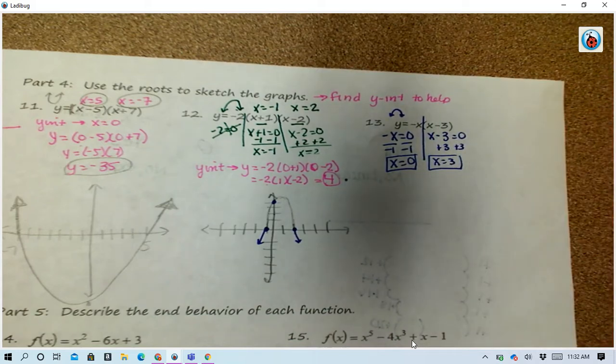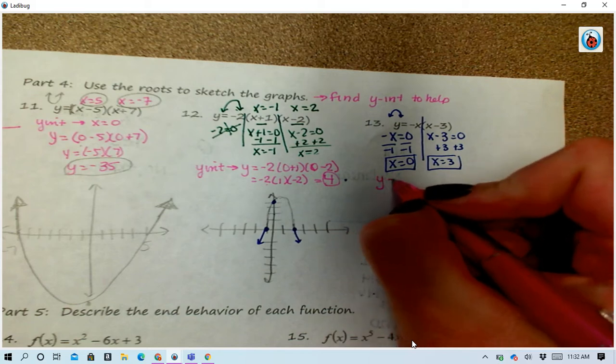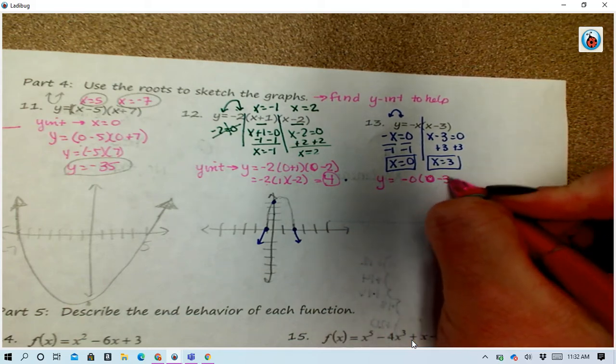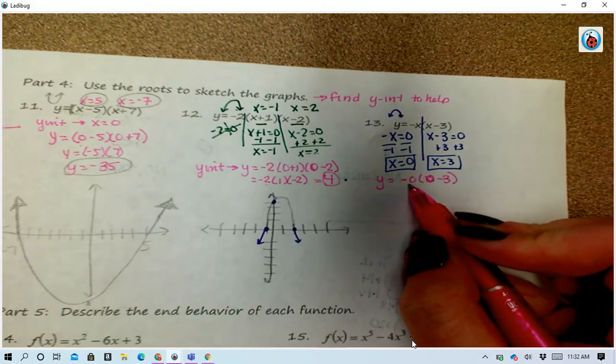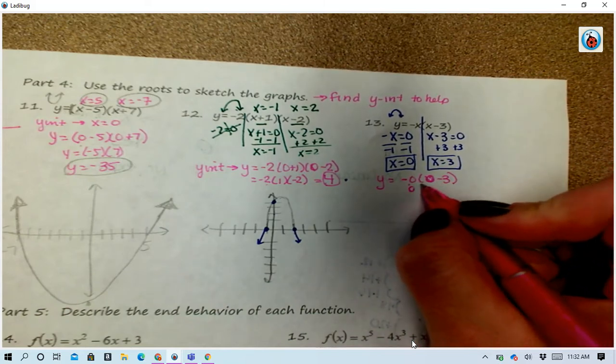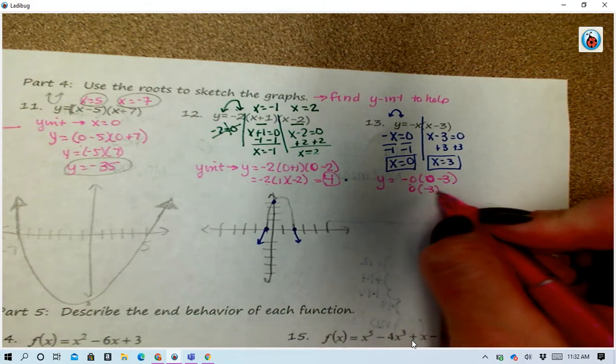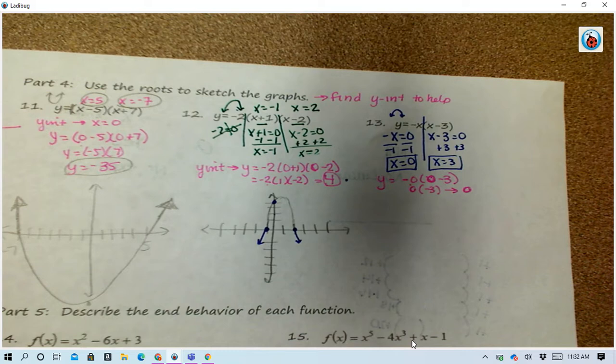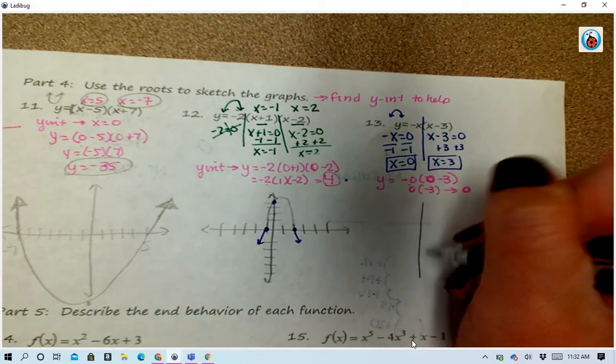We are going to find the y-intercept. So in order to do that, we're going to plug a 0 in for x. Well, negative 0 is just 0. So then we have 0 times negative 3. Well, 0 times negative 3 is 0. So sketching your graph.